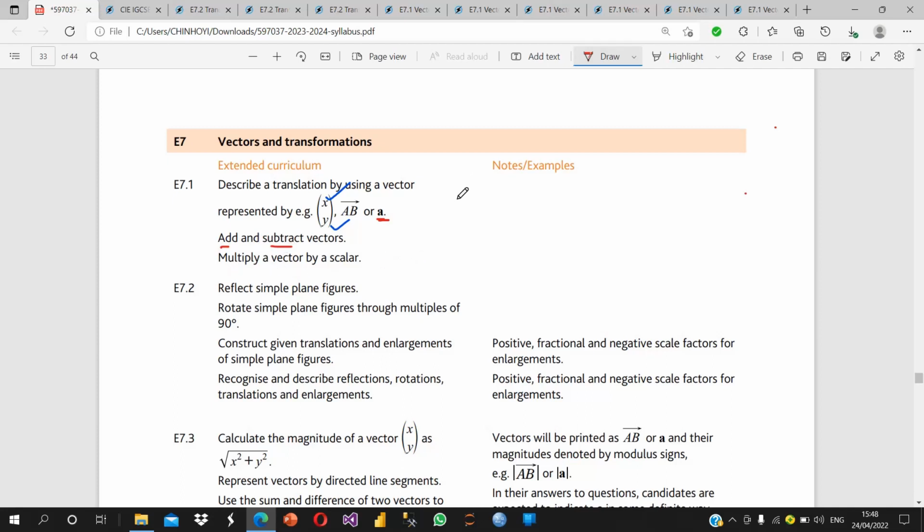Like for example, I'm going to give you an example. Let's say I have a vector A. Usually when I write the vectors, I write with a bar on top. Let's say I have vector A, which is -3 and 7.